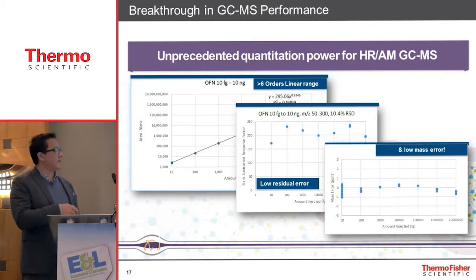And the beauty of this is a mass accuracy plot over the same dynamic range. And we never leave that 1 ppm. And this is absolutely unheard of. Very, very high concentrated peaks, 1 ppm right across the range.